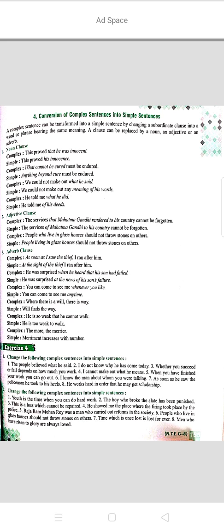So here we have the fourth exercise related to this topic. Hope so it is clear to you. Watch the video completely to understand this chapter.